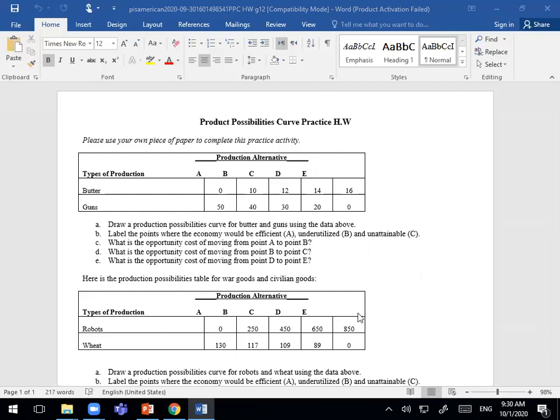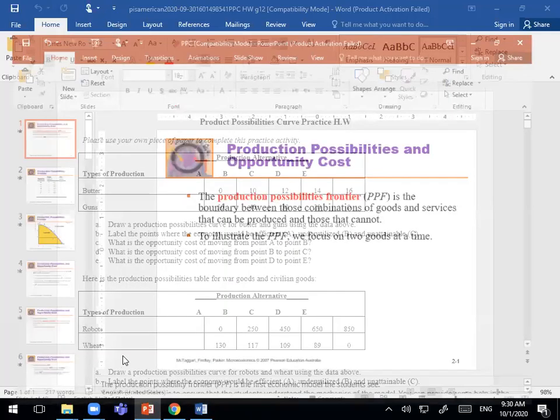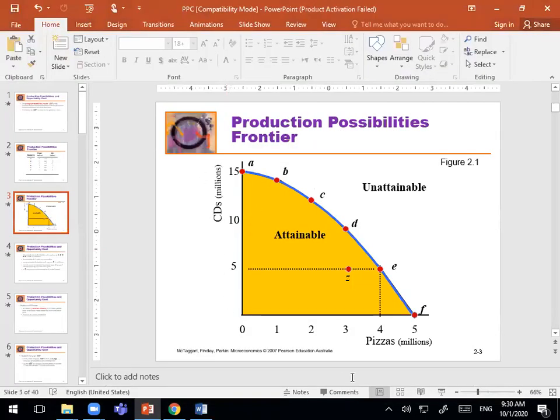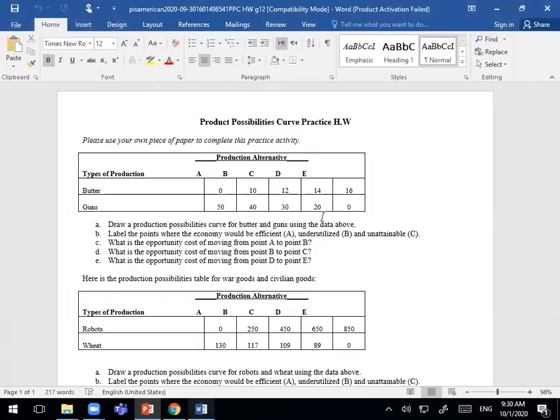also label your x-axis and your y-axis, just like the production possibility frontier that we saw in the PowerPoint. That's how I want it to look like. All right, put a label on what the x-axis is and what your y-axis is, your points on the curve, and answer the following questions that are provided with each question.